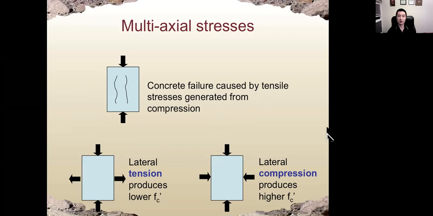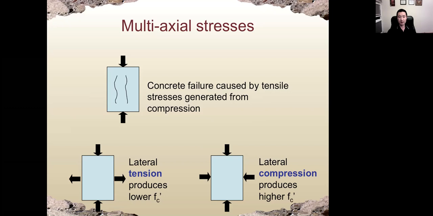Multi-axial stress. When we do the compression test of a concrete cylinder, we have vertical load, which is provided by the steel plate in the top and bottom. We know from last time, concrete failure is caused by tensile stress generated from compression, because when we compress the concrete in a vertical direction, in a horizontal direction we have expansion. This is because concrete has a Poisson's ratio of around 0.18 to 0.2.